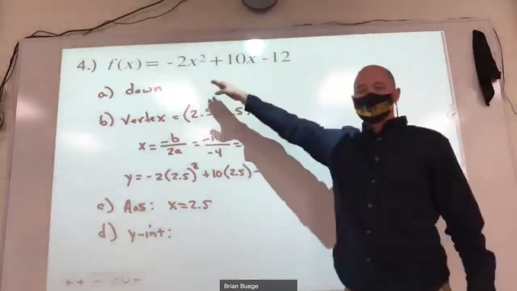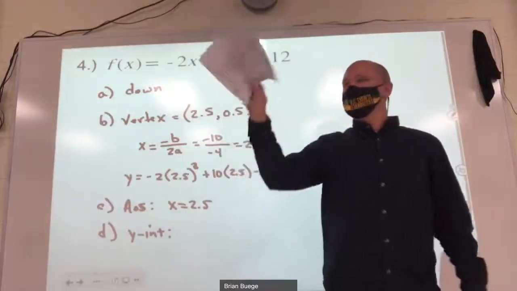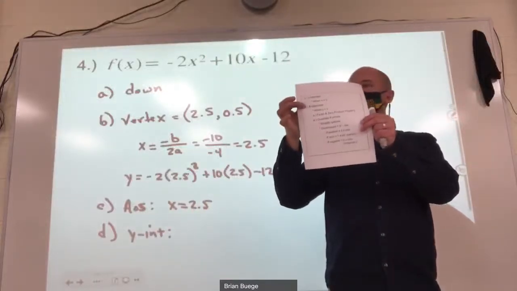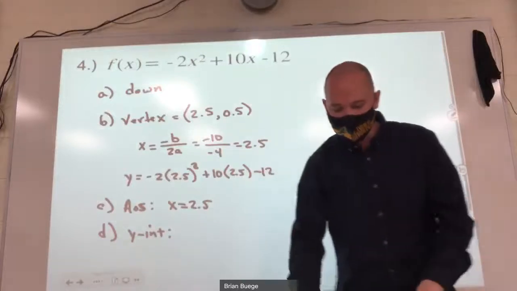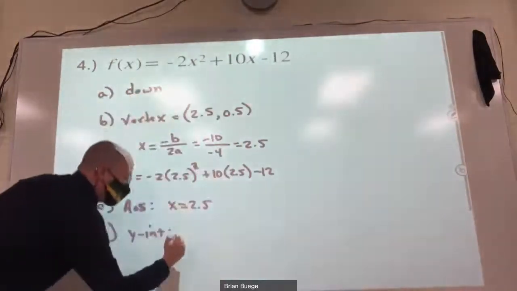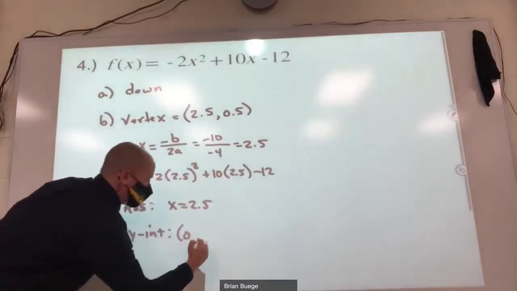You can always calculate it, and that's on the back of this sheet that I was talking about. Right up at the top, it says y-intercept when x equals 0. Okay, so it's a reminder there as you're working your way through it. So if we type that in, my y-intercept then is (0, negative 12).